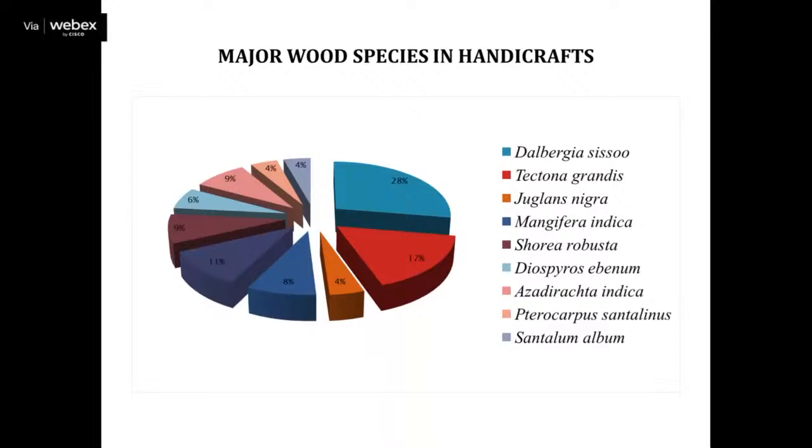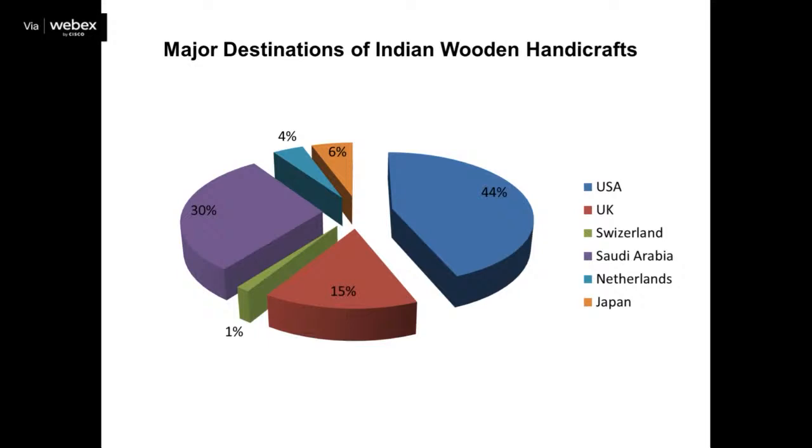The major destinations of Indian wooden handicraft in foreign countries: Indian wooden handicraft is exported especially to the USA, UK, Switzerland, and Saudi Arabia. Most of the wooden handicraft of India is exported to the USA.